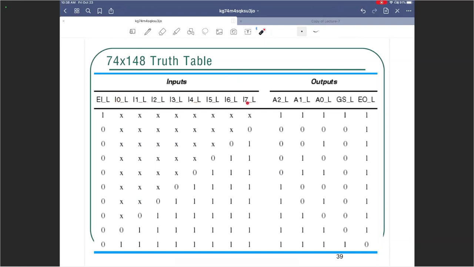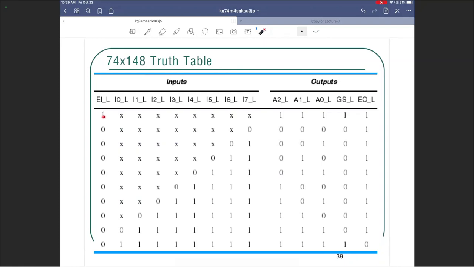This is written in slightly opposite order of what we are used to. We are used to putting the most significant all the way to the left. We are used to writing the least significant input all the way to the right, but that's okay. We just switch the order, but we know what it is doing, what its purpose is. The leftmost column is the enable input, which is an active low input.